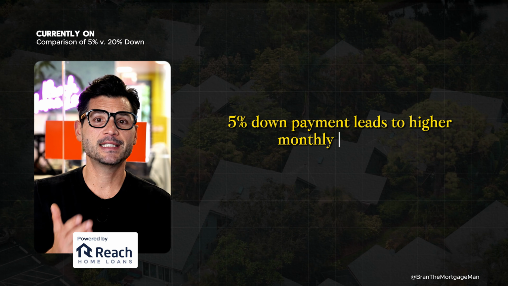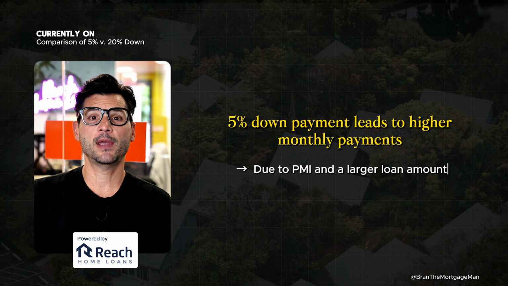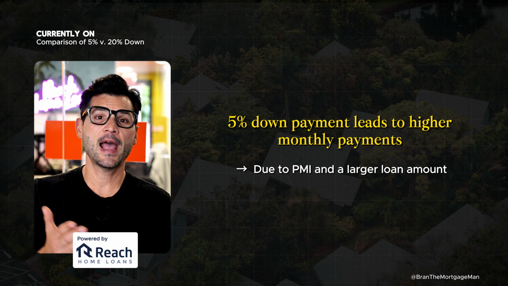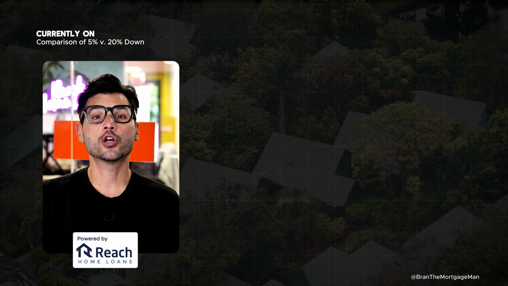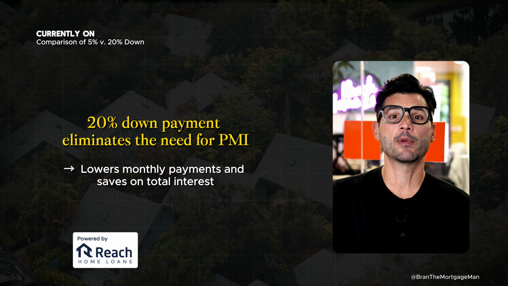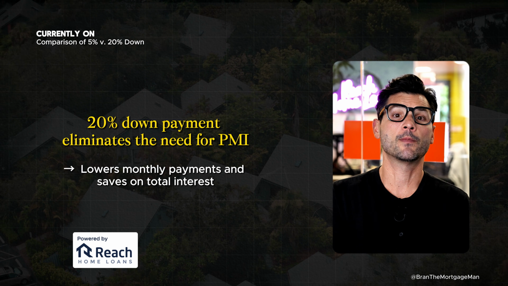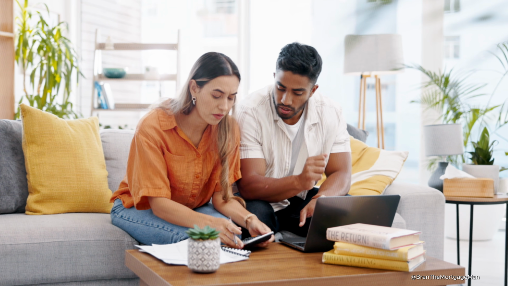Now, while a 5% down payment may offer lower upfront costs, it results in higher monthly payments due to the inclusion of the PMI and the larger loan amount, as you've seen. A 20% down payment eliminates that need for mortgage insurance, resulting in a lower monthly payment and significant savings in total interest paid over the life of the loan. Choosing the right down payment amount depends on your financial situation, your goals, and your priorities.